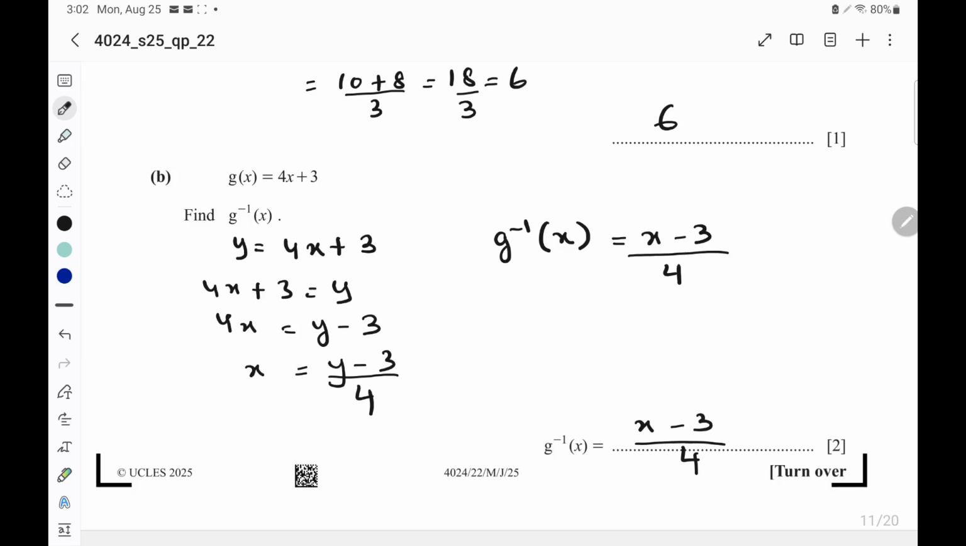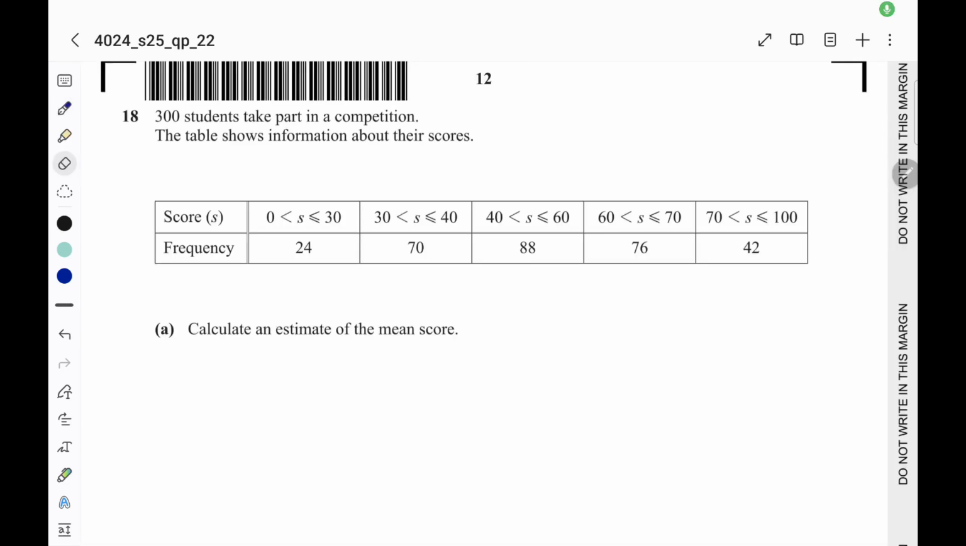Okay, now the next question. Question number 18. 300 students take part in a competition. It means the total frequency is 300. The table below shows information about their scores. 0 to 30 scores, 24 students are there, 30 to 40, 70, 40 to 60, 88, and 60 to 70, 76, and 42 students have scores between 70 to 100.